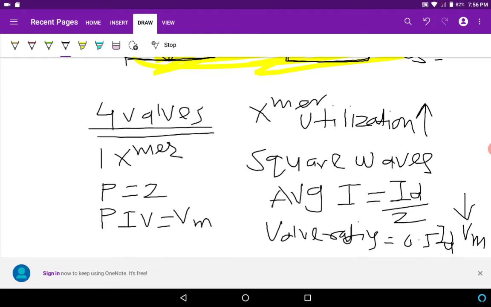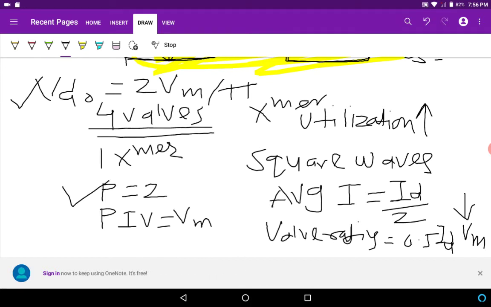So this is the analysis of the full wave rectifier. One more thing, the VD0 that we are getting is a good value, 2 Vm by pi. For a converter, you should get higher VD0, higher pulse number, and less peak inverse voltage. These are the good things. Transformer utilization is also good.